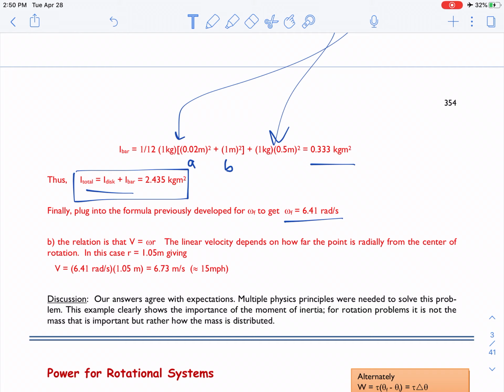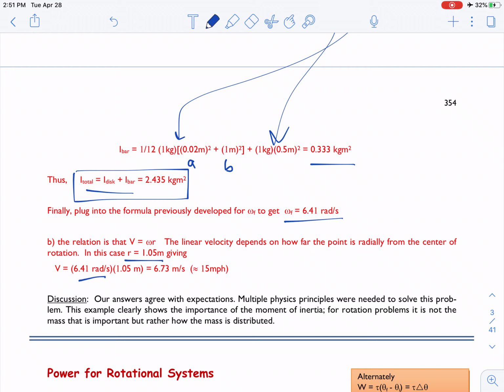And the last thing is finding the v, and the linear velocity depends on how far the point is radially away from the center of rotation. Since in this case r is that 1 meter plus that 5 centimeters, it becomes 1.05 meters, right? Because we are focusing on point P from the rotation axis. And so you're going to use r to be 1.05, okay? And since you have that omega here, multiply that by r and you can get the linear or tangential velocity.